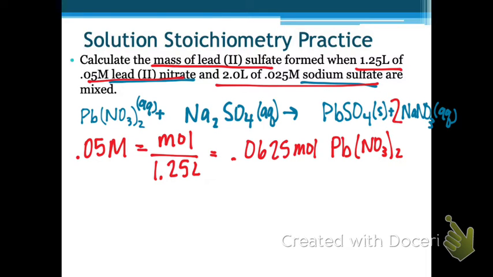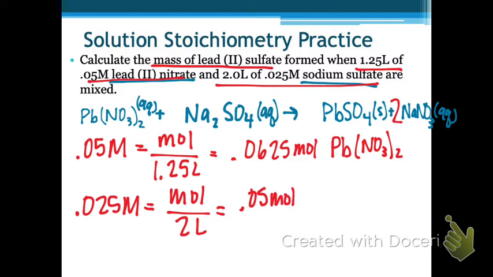And with our second set of reactants, sodium sulfate, we started with 0.025 molar equals moles over 2 liters. And that gives me 0.05 moles of Na2SO4. So now we've got to figure out which is our limiting reactant. I want you to look at the mole ratios between our reactants and our solid.